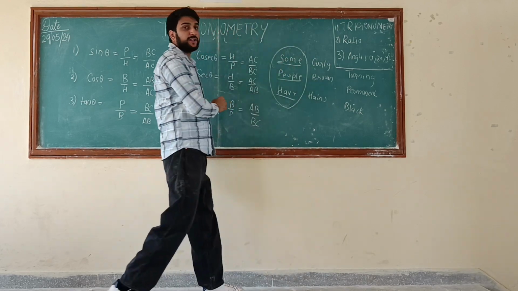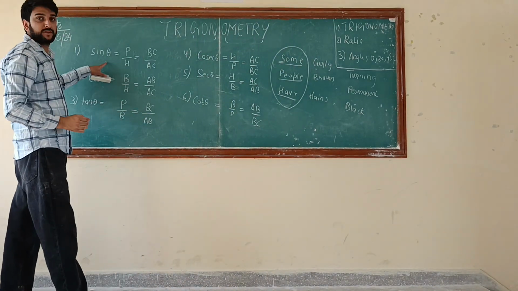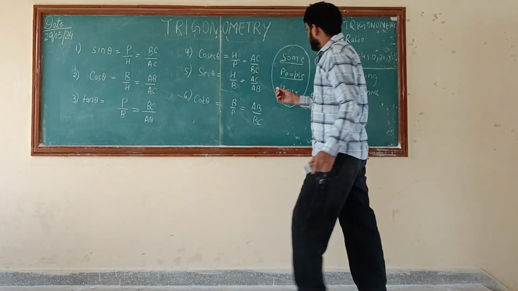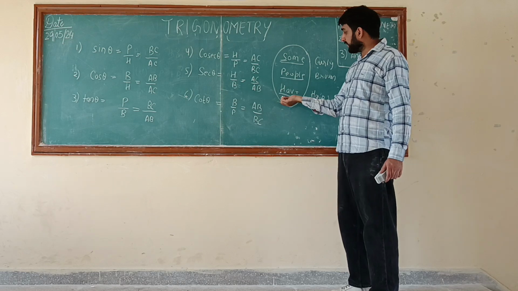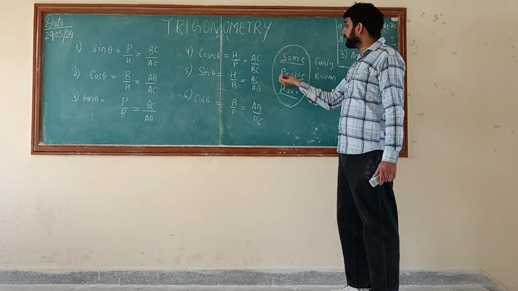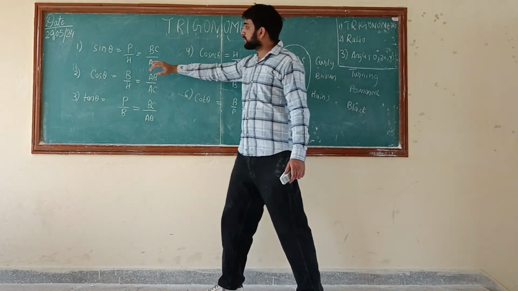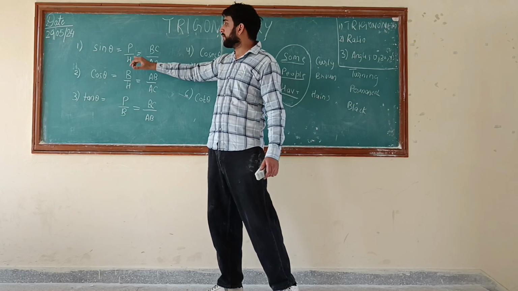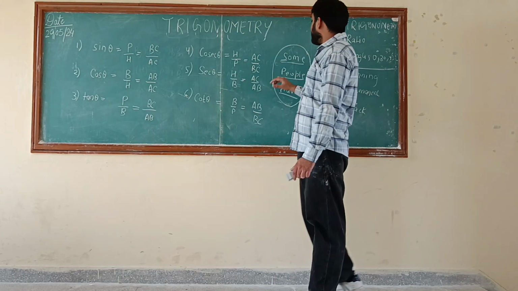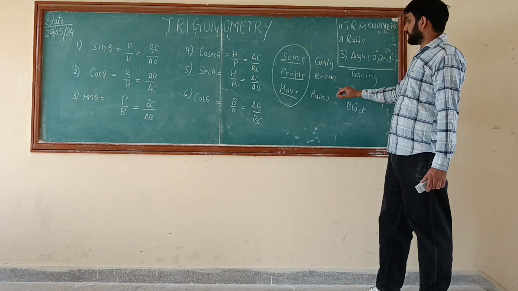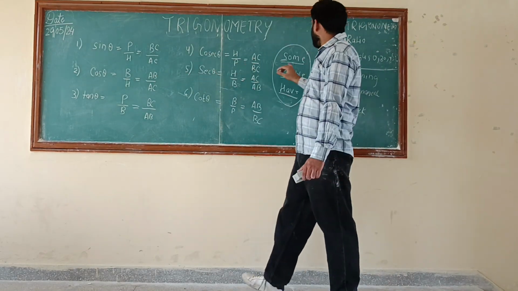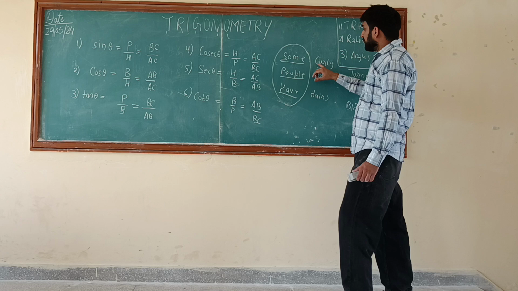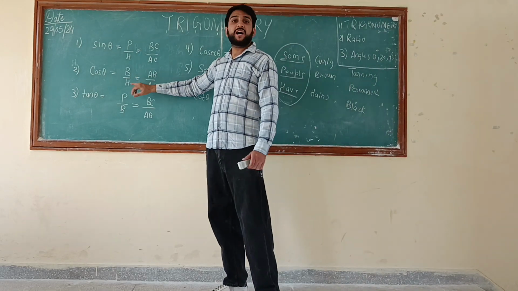Here S stands for sin theta. People Have, so P for perpendicular and H for hypotenuse. So sin theta is equal to perpendicular upon hypotenuse. The second one is Curly Brown Hairs. So C here stands for cos theta and B upon H. So cos theta is equal to base upon hypotenuse.